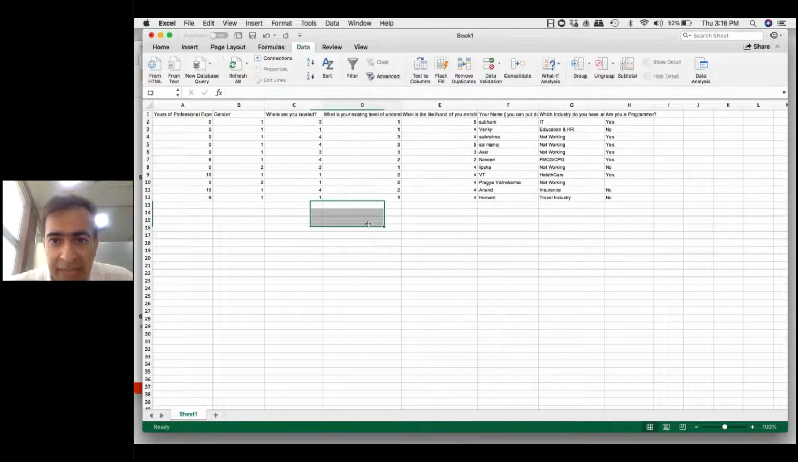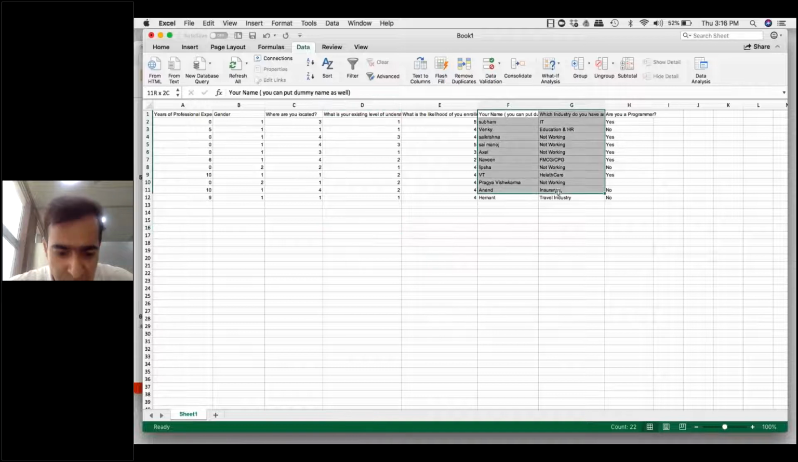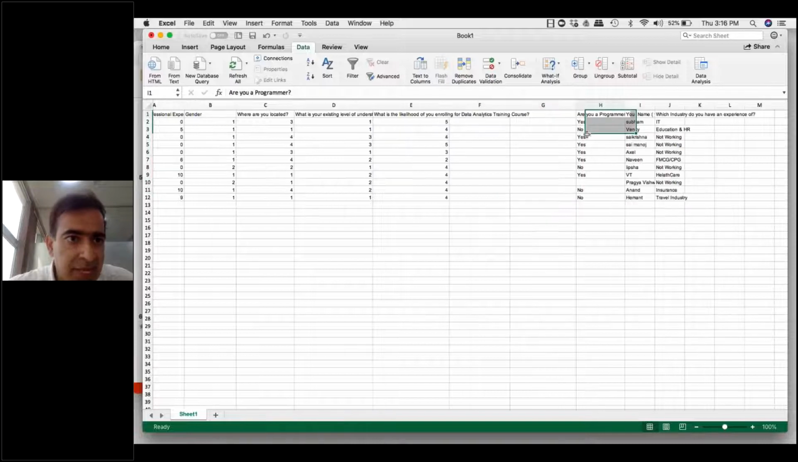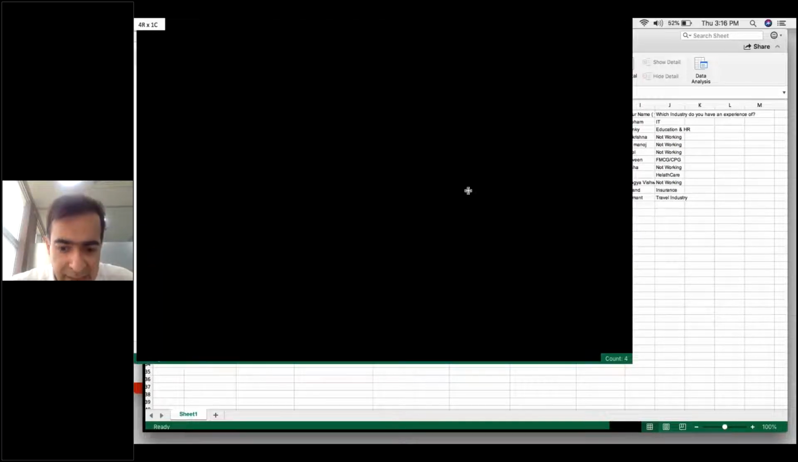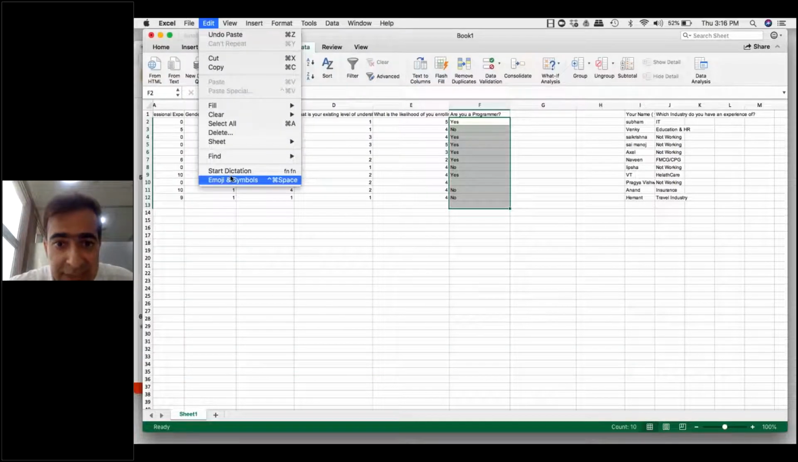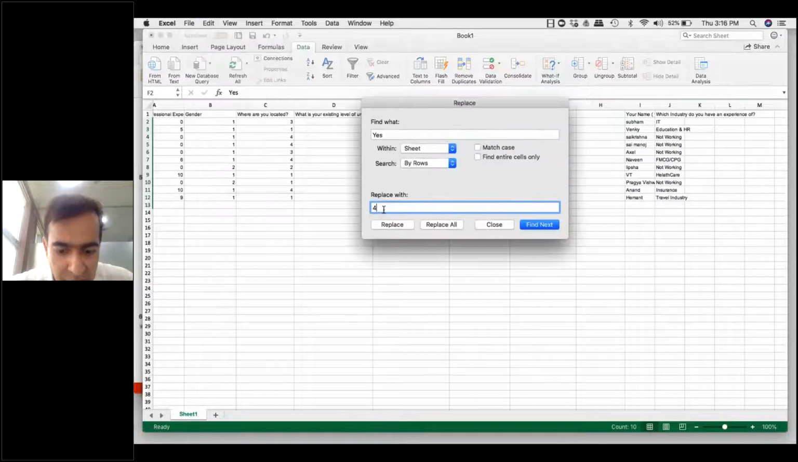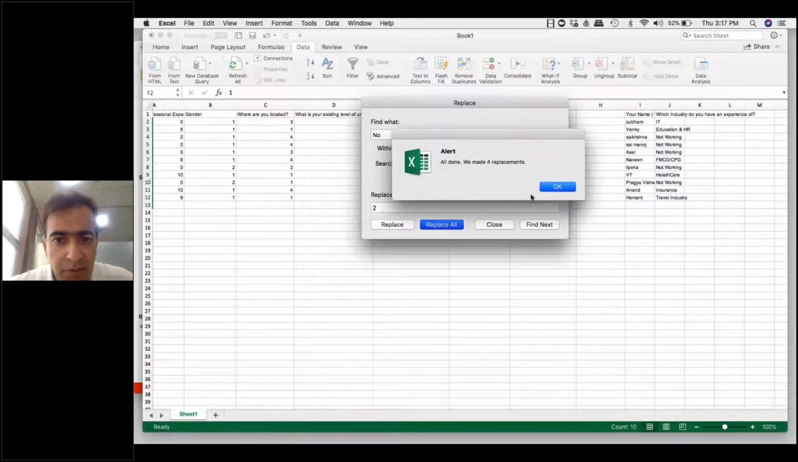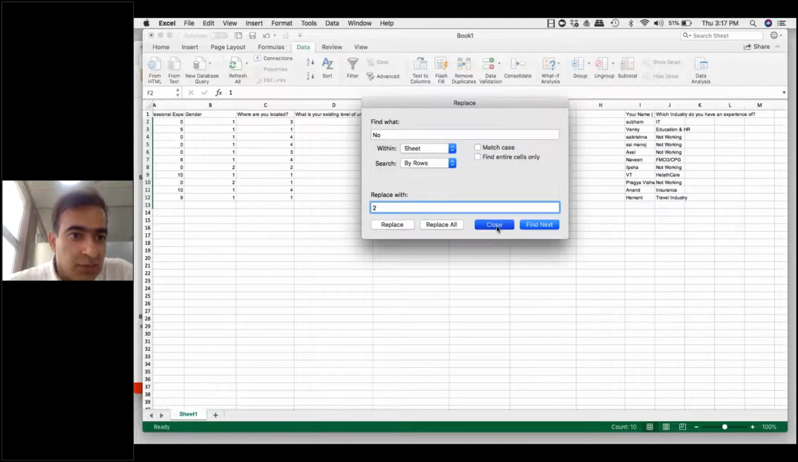And the name and the industry, this data I cannot convert into number format. So as of now, I'll not use it for this analysis. I would also convert the other data, which is, are you a programmer or not? So again, find, replace. I would replace all the programmer with 1, replace all. 6 programmers out of the data set that we have, and I would replace the people who are not a programmer with 2. 4 non-programmers. Great. So now here is the data in front of us, all in digit format.